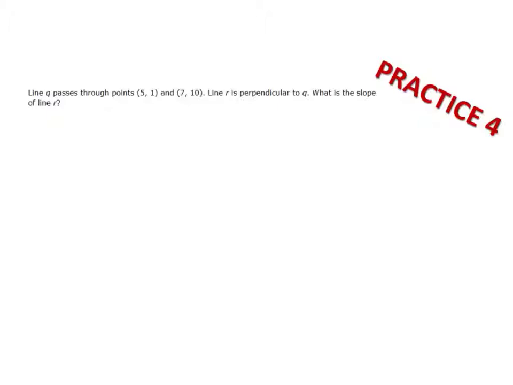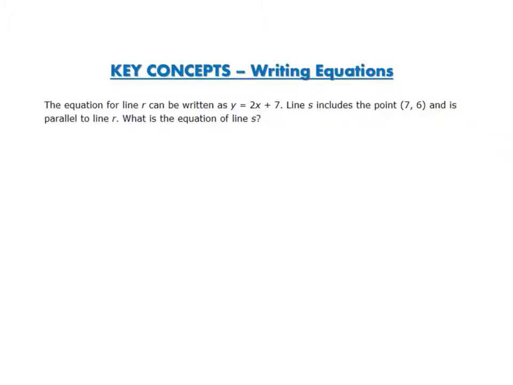Practice problem 4. Line Q passes through points (5, 1) and (7, 10). Line R is perpendicular to Q. What is the slope of line R? Now we're going to look at how to write equations of parallel and perpendicular lines. The equation for line R can be written as y equals 2x plus 7. Line S includes the point (7, 6) and is parallel to line R. What is the equation of line S?